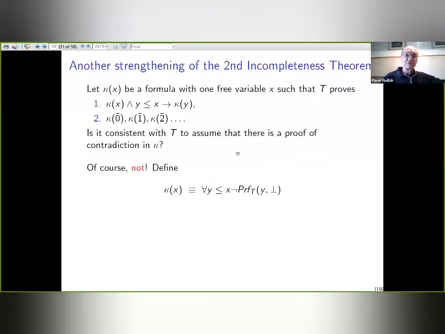And the answer is, of course, no, because you can just define κ by saying that this is all x such that there is no proof of contradiction below x. If the theory is consistent, then there are no such proofs. So for each numeral, we get that κ is true.